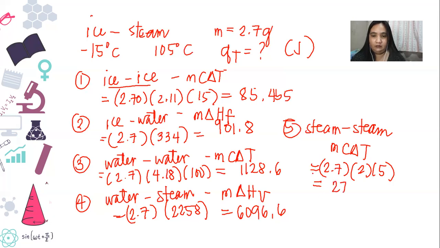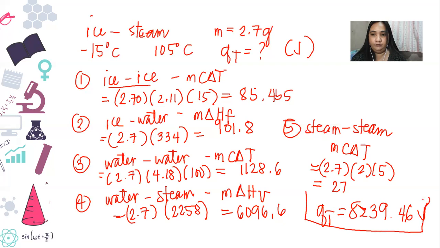That's correct. And finally, my answer, Q total, I'll just add them all up together. That's 85.455 plus 901.8 plus 1128.6 plus 6096.6 plus 27. I'm getting 8239.46. So that's in joules.